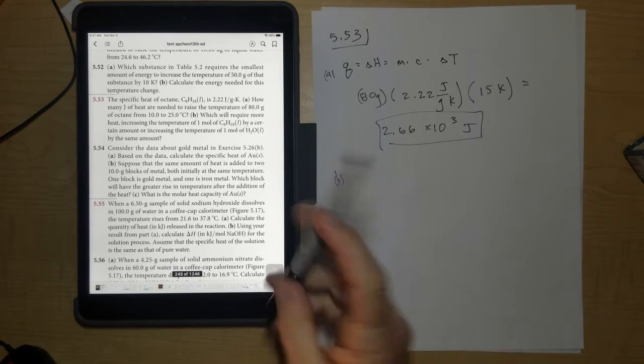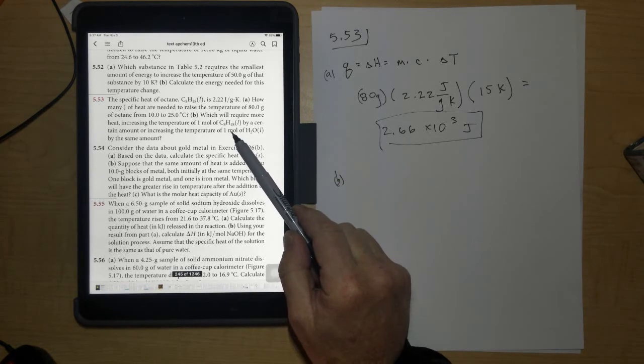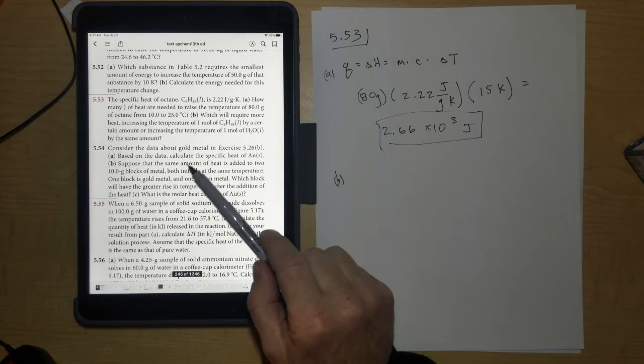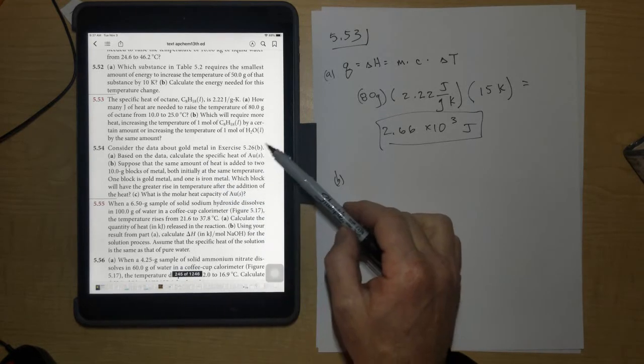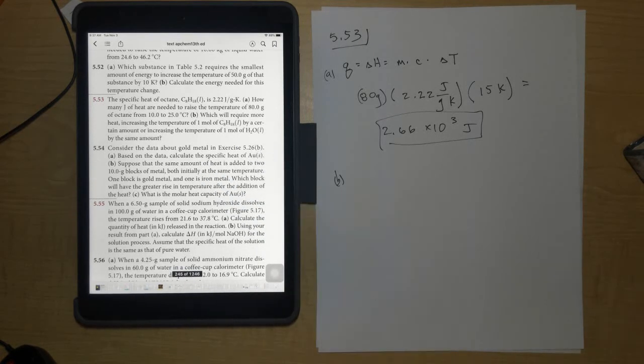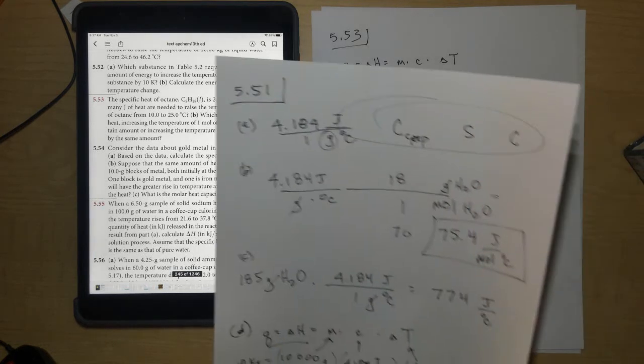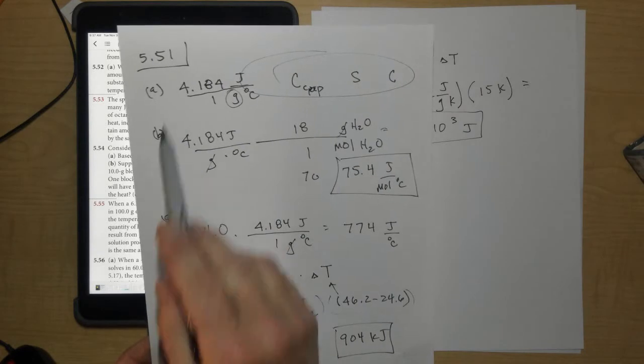Increasing the temperature of 1 mole of this C8H18 by a certain amount, or increasing the temperature of 1 mole of H2O by the same amount. So if we calculate the molar heat capacity of octane and compare it with the molar heat capacity of water, then you can know which one would take more energy. So in the previous problem, we calculated the molar heat capacity of water. That was right here, 51, letter B.